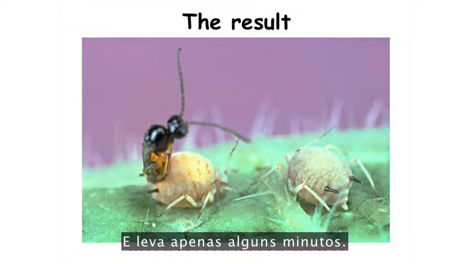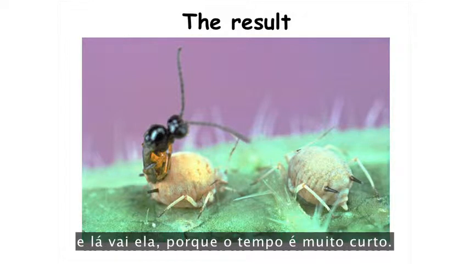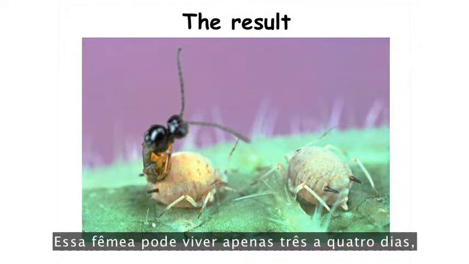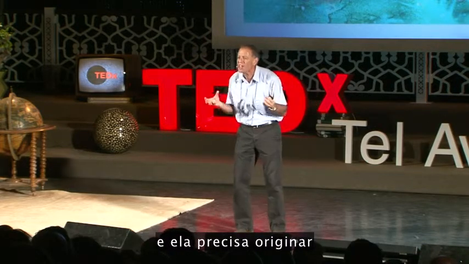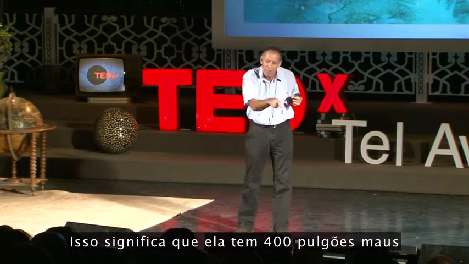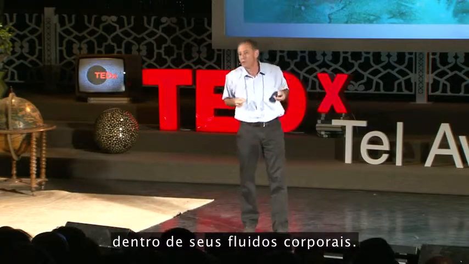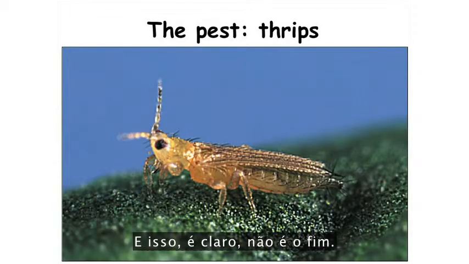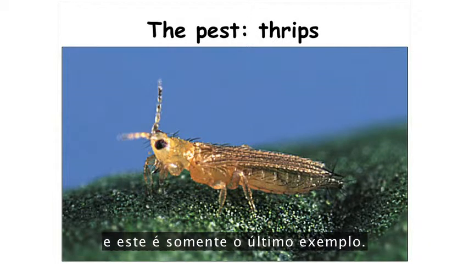It takes just a few minutes, and if this is a female, she will immediately mate with a male, and off she goes, because time is very short. This female can live only 3 to 4 days, and she needs to give rise to around 400 eggs. That means she has 400 bad aphids to put her eggs into their body fluids. And this is, of course, not the end of it. There is a whole wealth of other natural enemies, and this is just the last example.